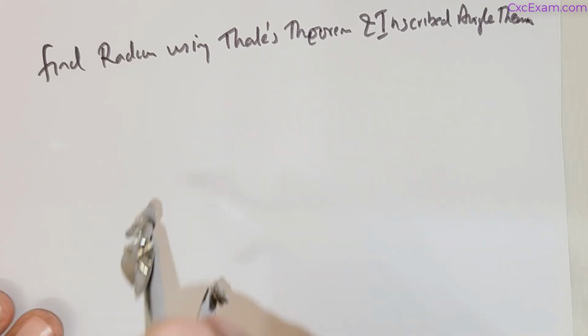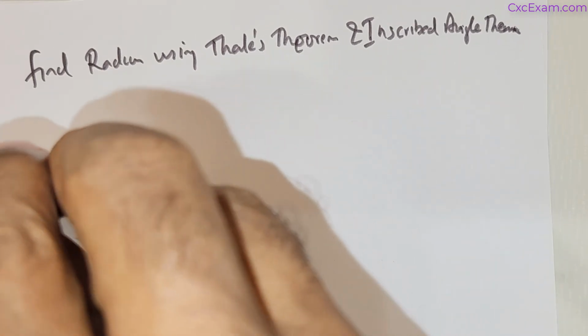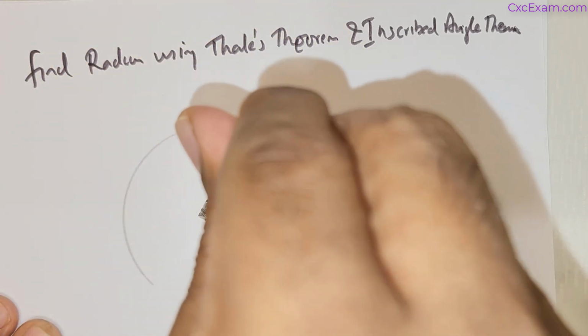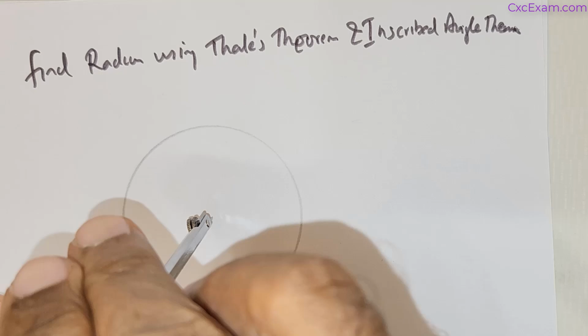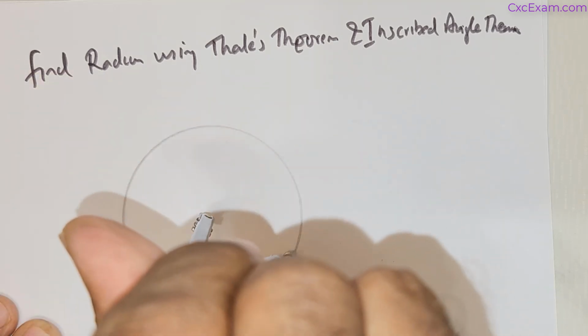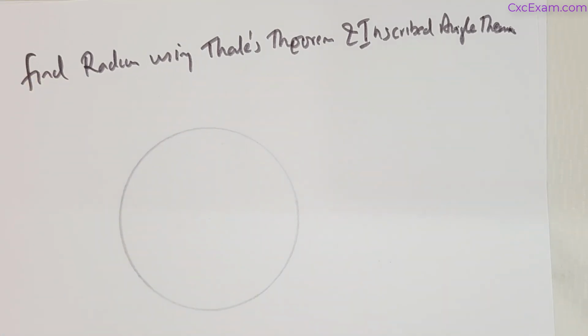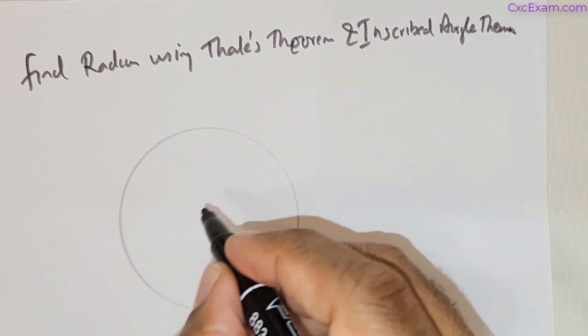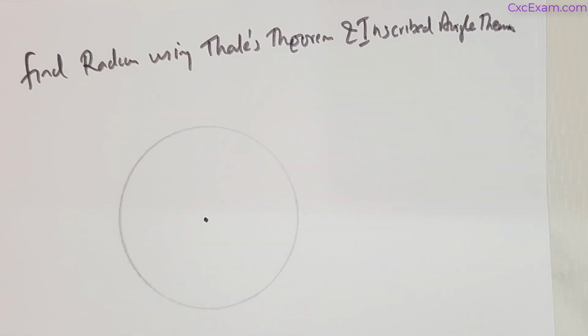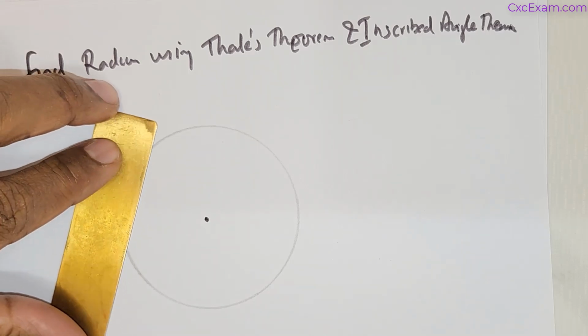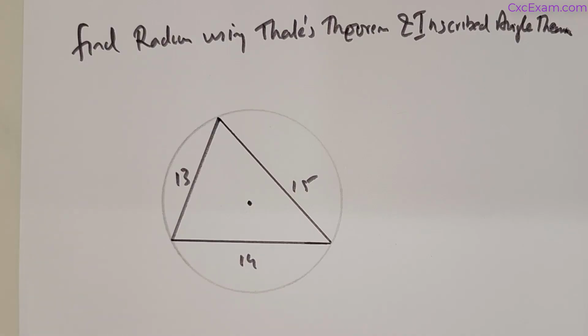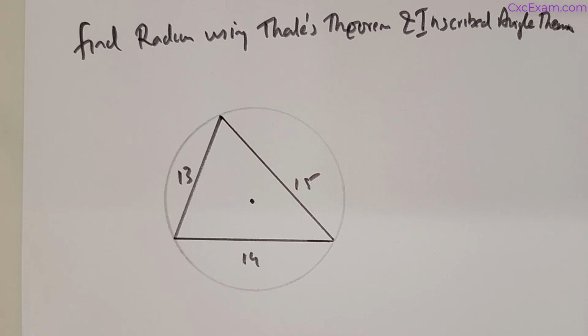Welcome everybody, this is the second variation, or I would say the third variation probably. In this case we will be employing two theorems to find the radii. So this is a center. Let me draw.